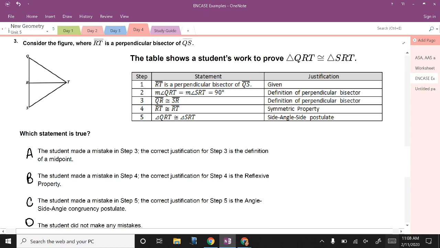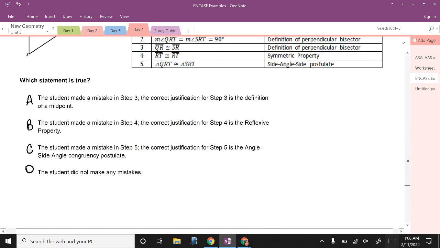They said that RT is congruent to RT because of symmetric property. Does symmetric property say that something's congruent to itself? No. What does symmetric property do? It swaps the order, right? It swaps the order. Okay, so that should be reflexive. So raise your hand if your group got B.